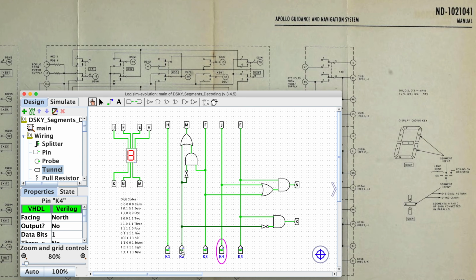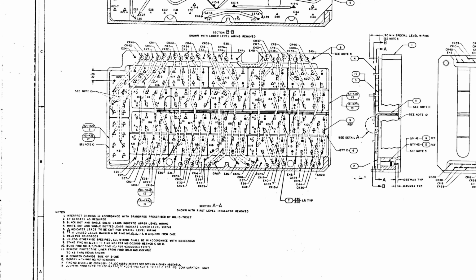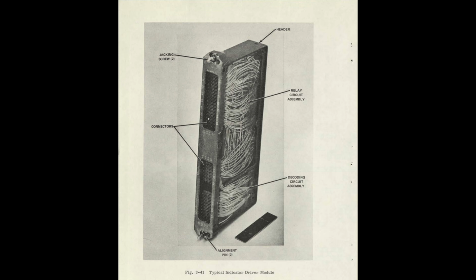Each Block 2 relay module, called an indicator driver module or IDM, holds 22 relays. Counting the digits, signs, and warning lights, the DSKY needs a little bit over 120 relays, which should be 6 modules. And sure enough, this is mostly what we see here.